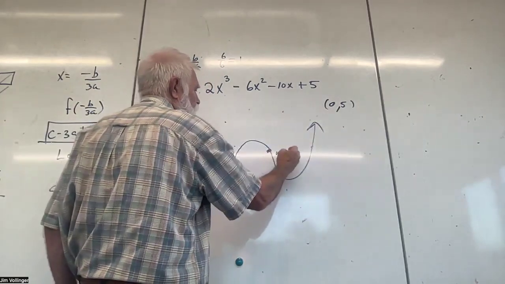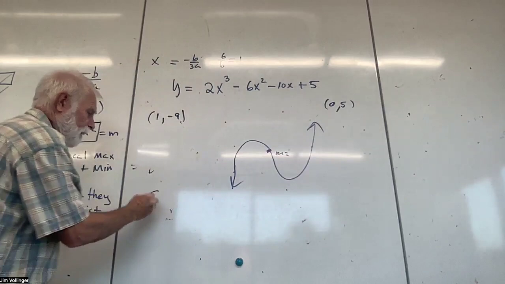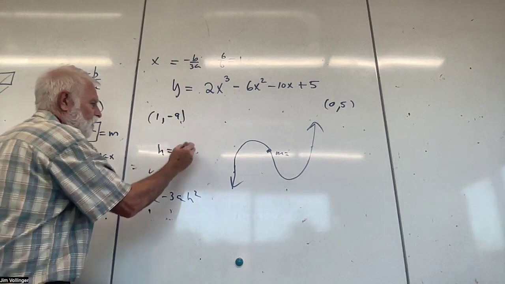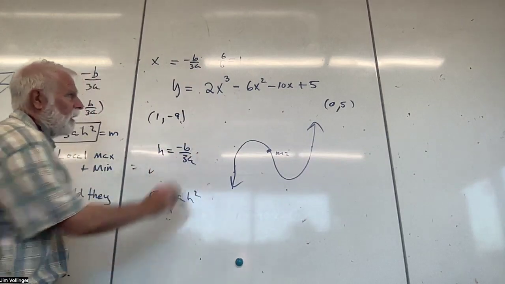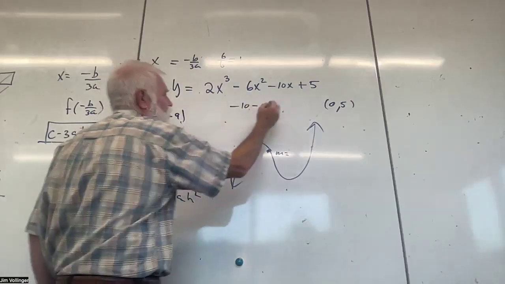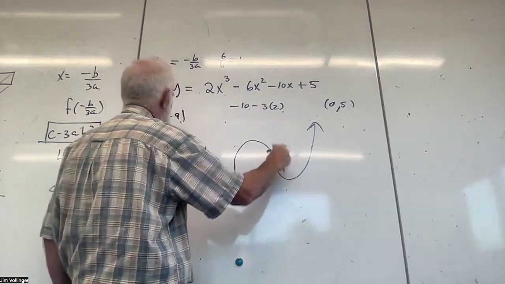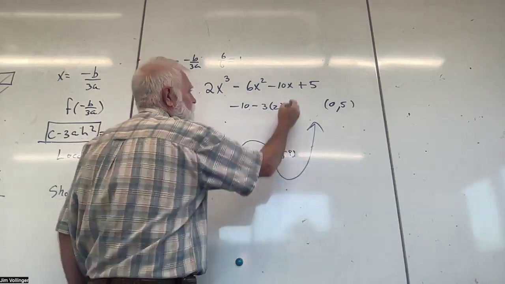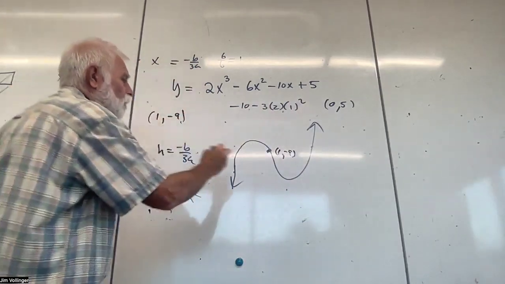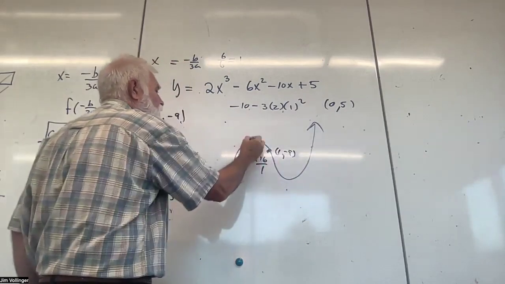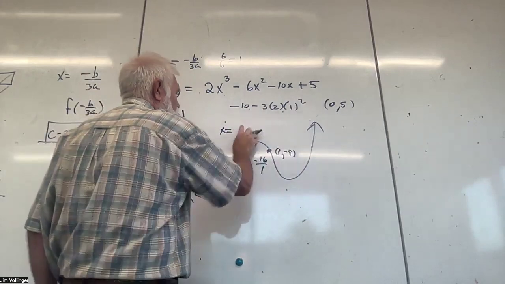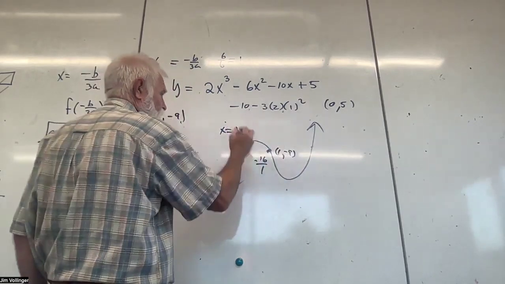Okay, what's the slope there? The slope there is, did you remember, c minus 3ah squared, where h is minus b over 3a. So therefore we have minus 10 minus 3 times a, 2 times h. The coordinate was 1, negative 9. So h is 1 squared, and that gives me minus 16? So I'm going down at 16 to 1, and therefore I have my frame of reference for my local max, which is x, I already wrote x, which is 1, my frame of reference.